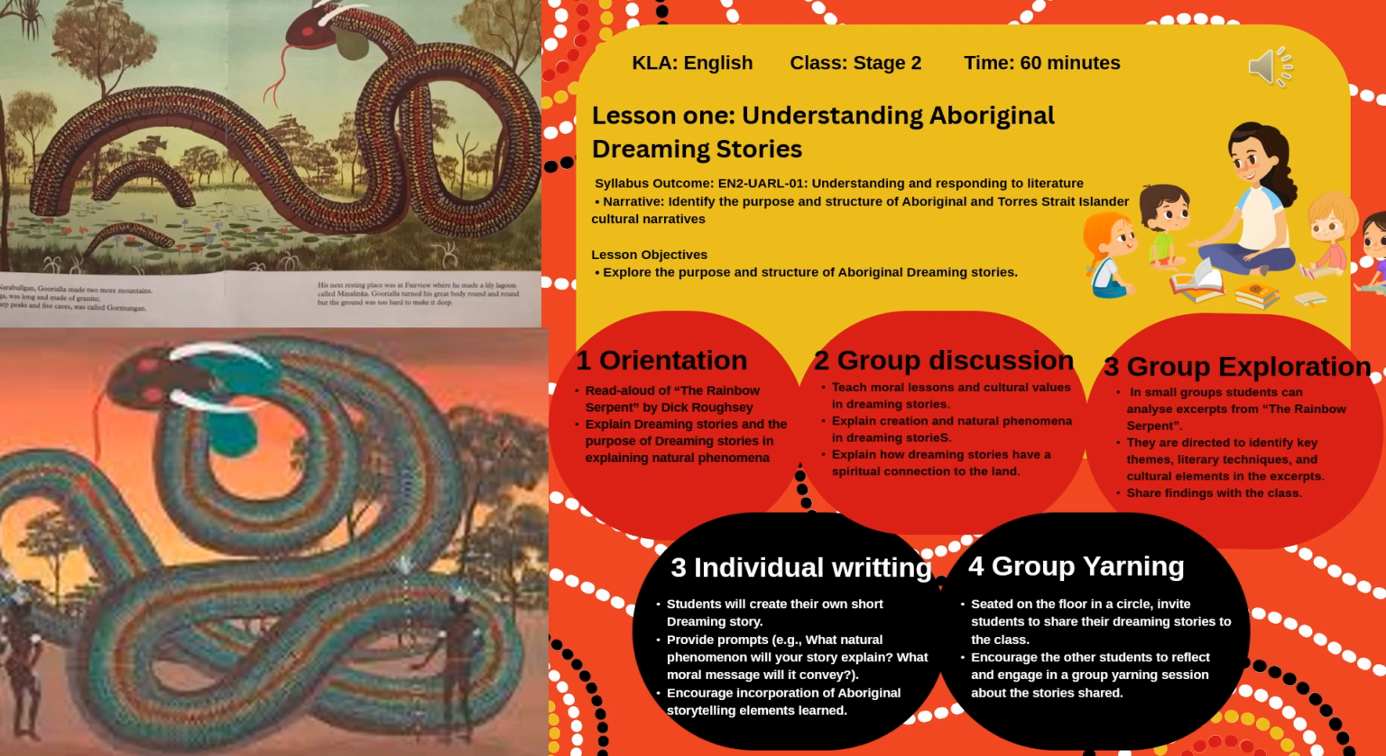The lesson will start with an introduction to dreaming stories and a model read of the book The Rainbow Serpent. This will be followed by a group exploration of the purpose and structure of cultural narratives, highlighting their role in teaching moral lessons, explaining natural phenomena, and fostering a deep connection to the land.